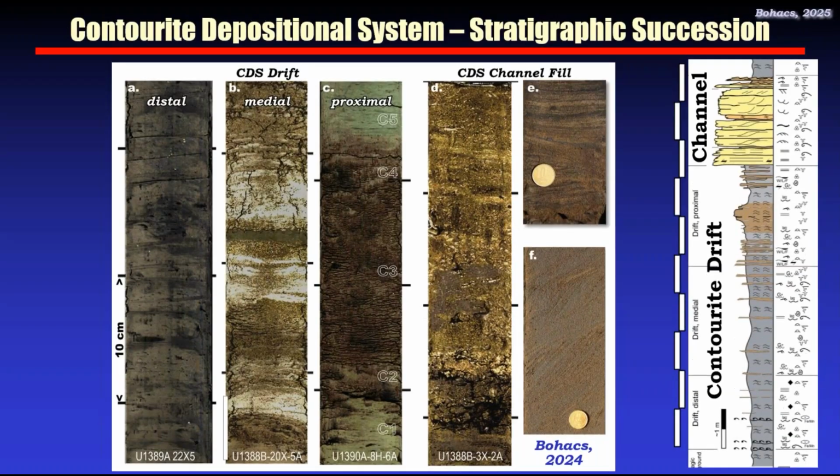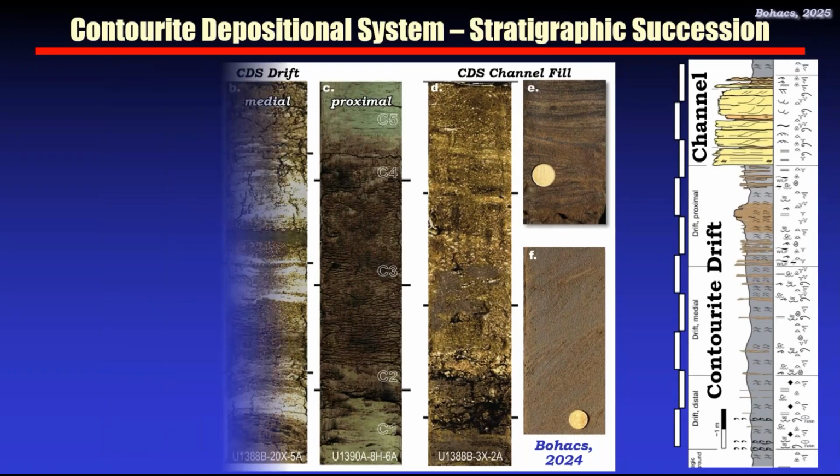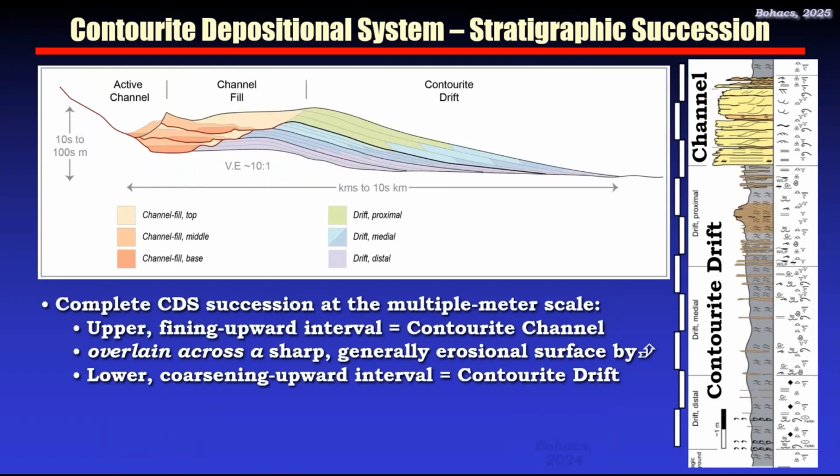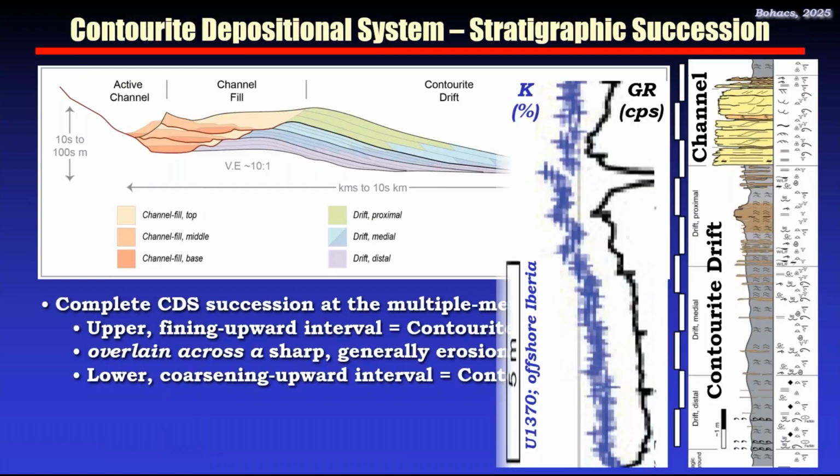When we put all these subfacies together, we see that they are indeed distinctly different and stack in a recurrent pattern. A complete succession comprises a relatively thick lower interval that coarsens upward, overlain by a thinner interval that fines upward, all at the scale of many meters, and not at the decimeter scale of a wee contourite bedset. The lower coarsening upward interval records accumulation in the drift part of a system. Across a sharp, generally erosional surface, the upper fining upward interval records accumulation in the associated channel. And these subfacies show up rather clearly on well logs, at least on total and spectral gamma logs.